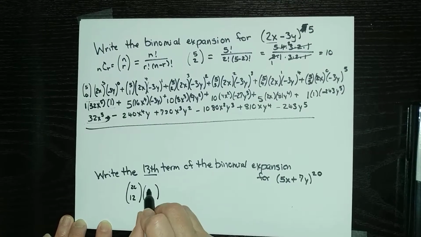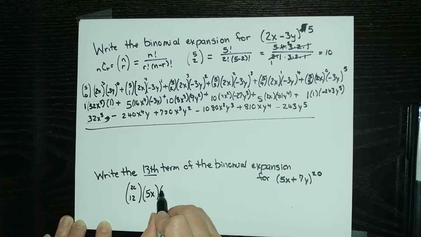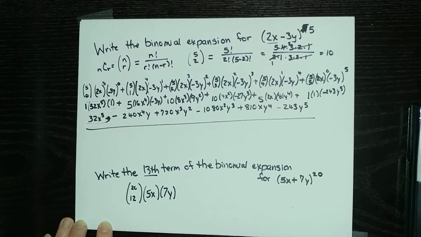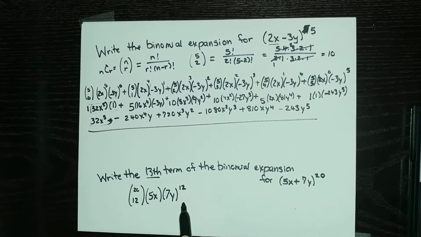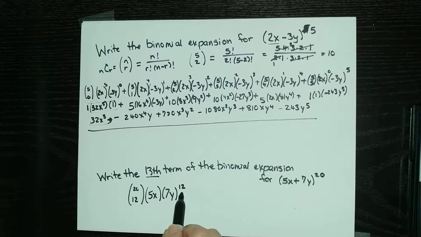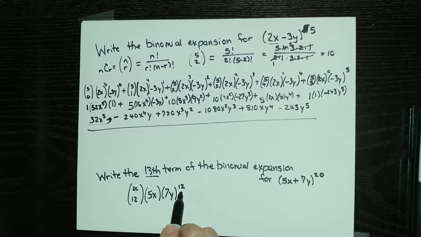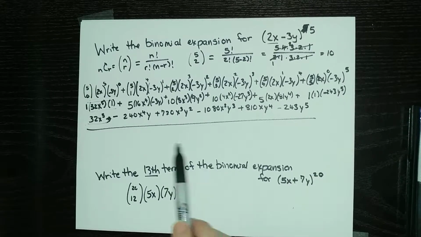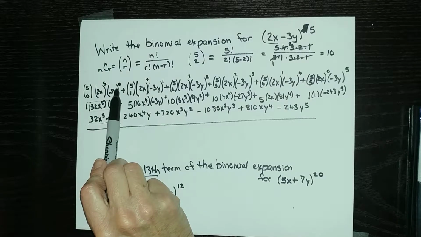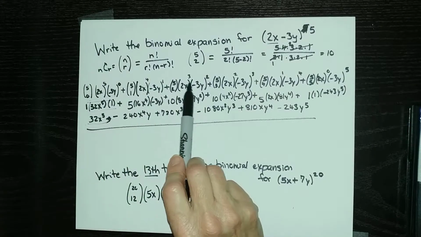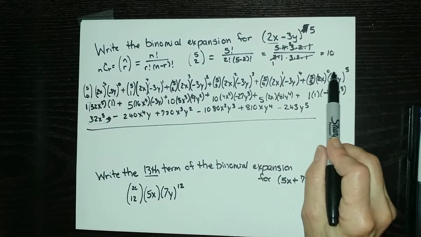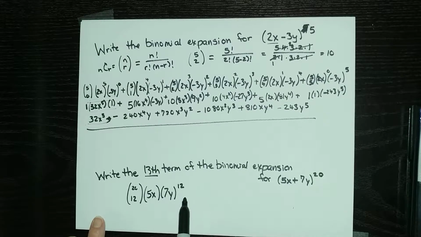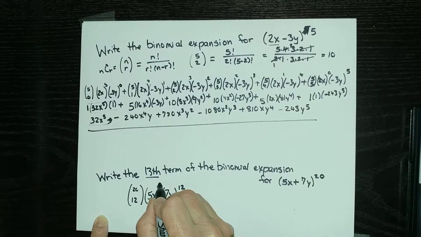The first term, 5x, will be raised to a power. The second term, 7y, will be raised to a power. The power that the second term is raised to is 12. The power that the first term is raised to is whatever I can add to 12 to get 20. Because if you look again up here, 5 plus 0 is 5. 4 plus 1 is 5. 3 plus 2 is 5. 2 plus 3 is 5. 1 plus 4 is 5. These powers always add up to be n. So 12 plus what would give me 20.